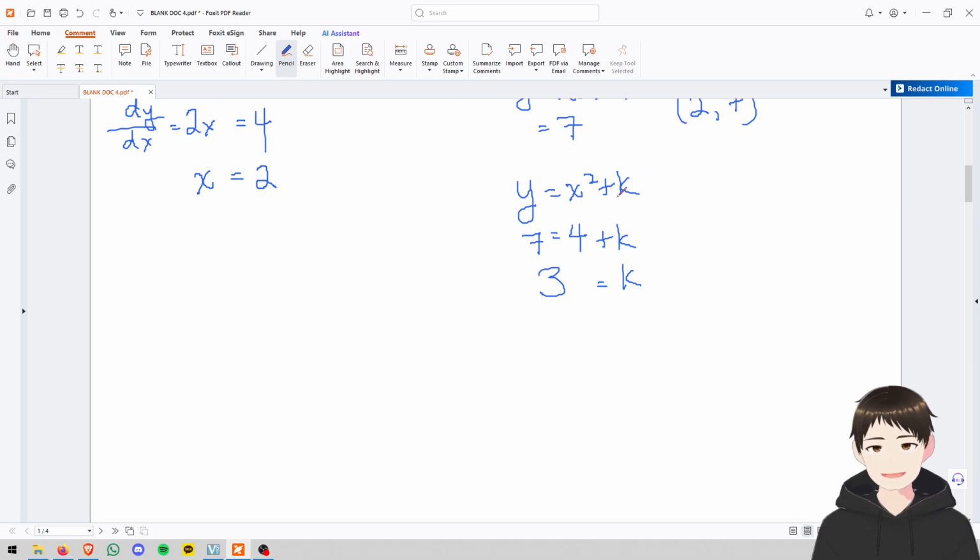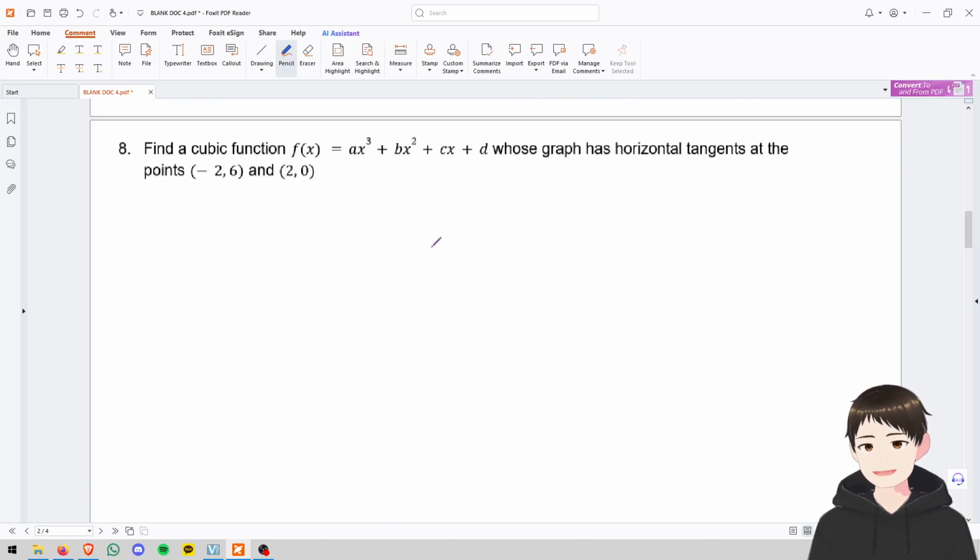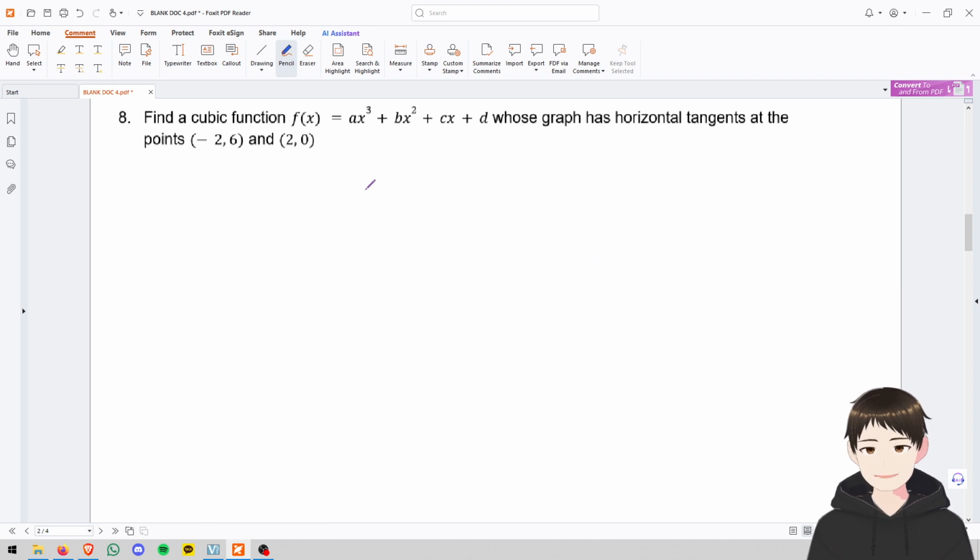Determine the value of constant k. That's it. Find a cubic function. Ooh, this is a long one. Find a cubic function, and what's a test without a question with multiple variables like this? Here's a standard form, sort of, whose graph has horizontal tangents at the points here and here.